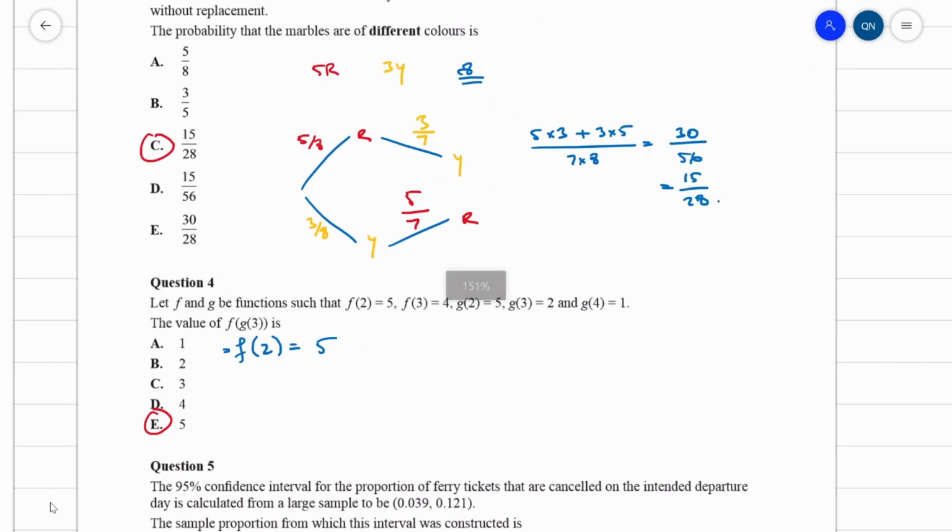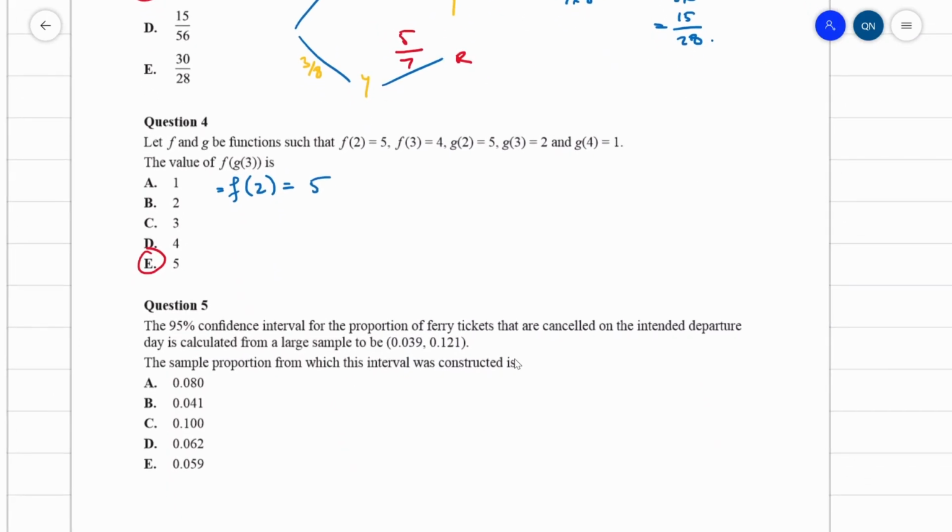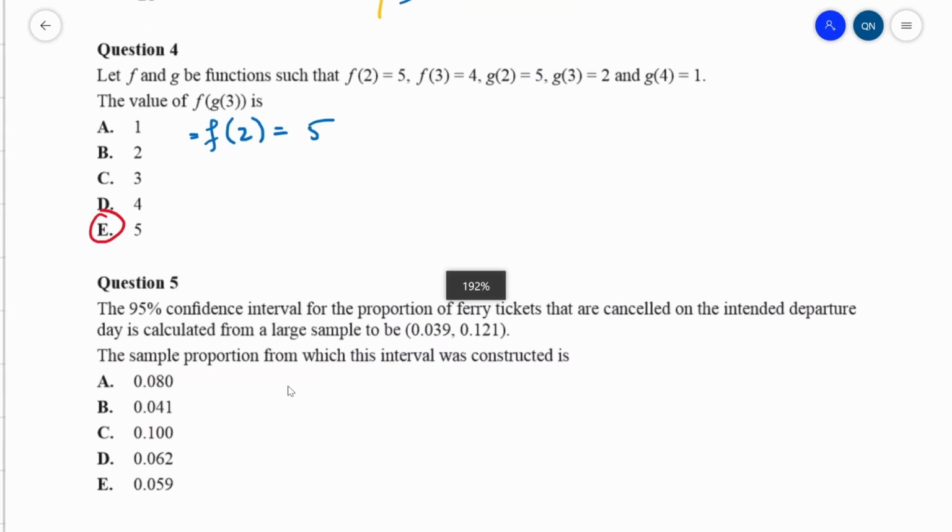Question 5, the 95% confidence interval for the proportion of tickets, and so on, is this one over here. We want to find the sample proportion. Now, the nice thing about sample proportion is that it's always halfway between the endpoints of your confidence interval. So if this is a confidence interval, here's your sample proportion right in the middle. That's your p-hat. So we just need to calculate the mean of those two numbers.